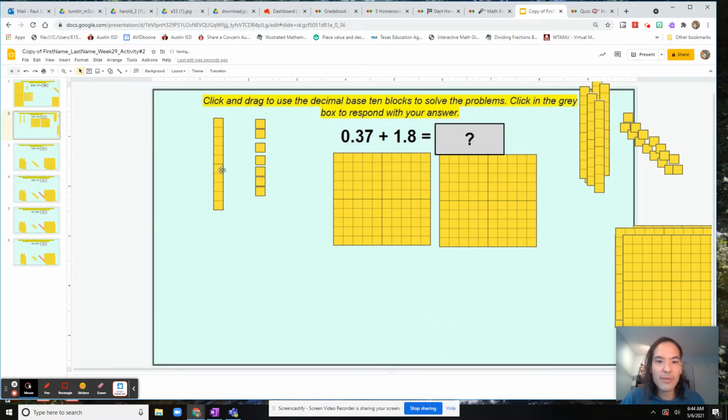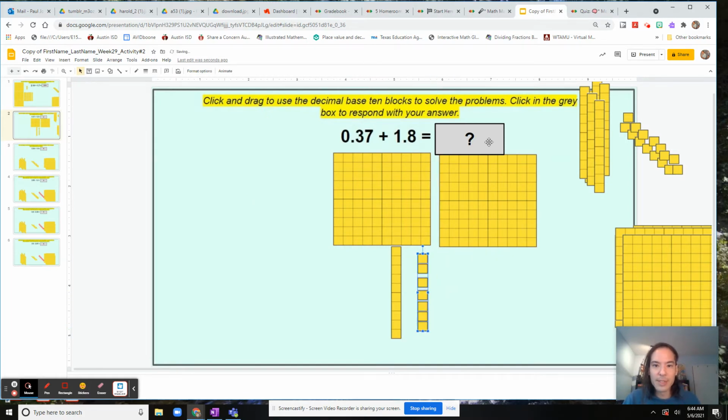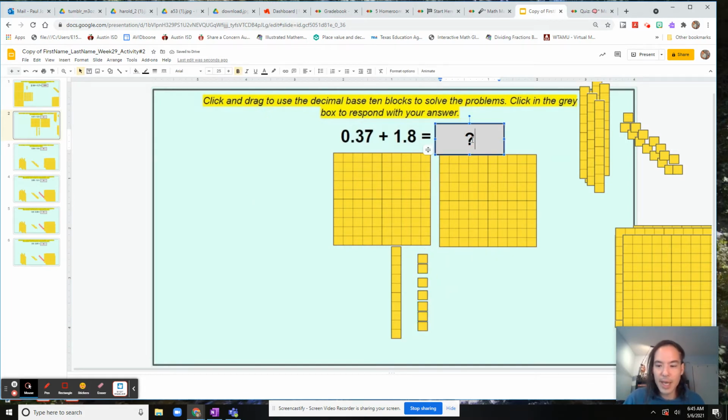All right, so there's 1 whole, 2 wholes, and then I have 1/10 left over from my original 3/10, and then there's the 7 hundredths. So we are looking at 2 wholes, 1/10, and 7 hundredths. 2 and 17 hundredths. Let's check our work. We have 0 and 37 hundredths, and we have 1 and 8/10.